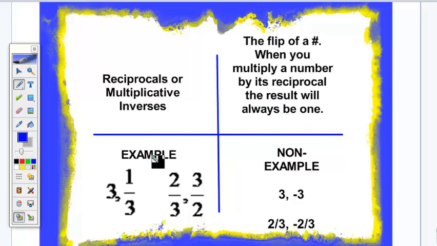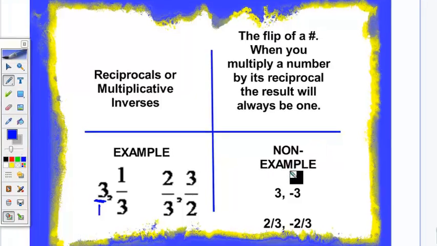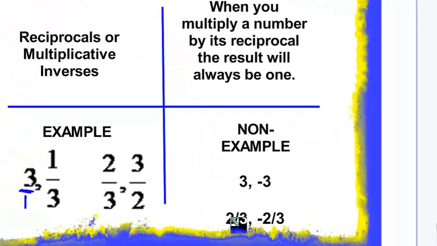Okay, so here an example will be 3. The reciprocal of 3 will be 1/3. Why? Because 3, remember, is over 1, and then we flip it. 2/3, the reciprocal will be 3 over 2. Non-examples will be 3 and -3, 2 over 3 and -2/3. These guys will be opposites. Yes, those guys will be additive inverses.